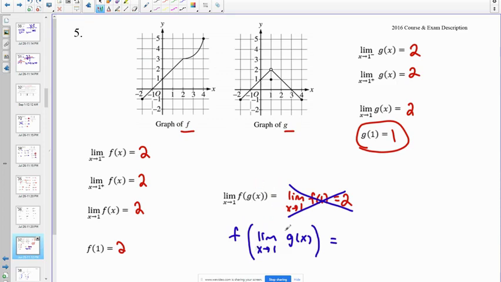This is the right way to do this problem. So the first thing you would do is you would find the limit of g of x as x approaches 1, okay? And now that answer is not 1, but 2. How do I know? Because right here, the limit of g of x as x approaches 1, that's 2. So this answer is not f of 1, but it's f of 2. And then I come over here and I say, okay, what is f of 2? That is 3. And that is the answer to this problem. Okay, this up here was done incorrectly.